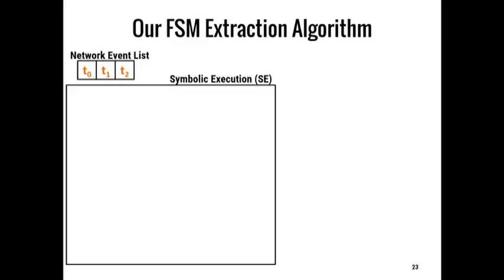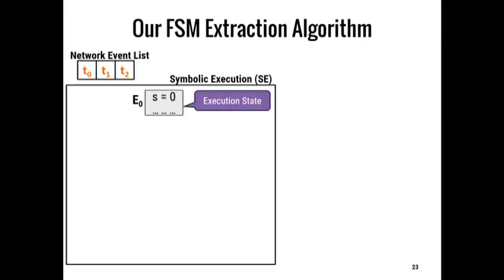So I'll walk you through an example to explain how our FSM extraction algorithm works. Let's say we have three network events, T0, T1, T2. And to start the symbolic execution, we will load the program, and that's the initial state of the program. We denote this program state as E0, and for clarity, we also call it the execution state.